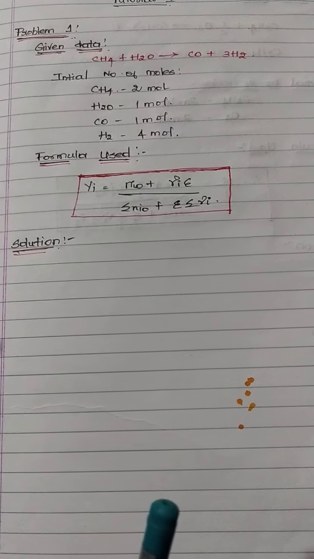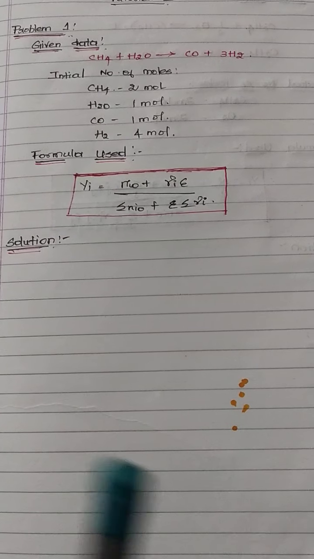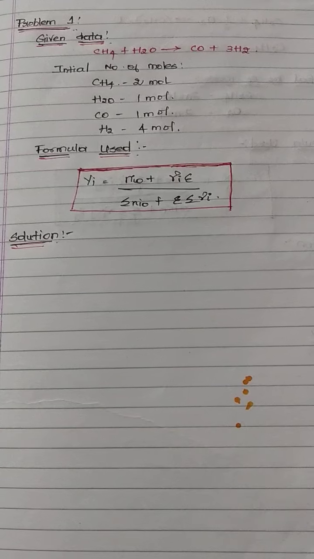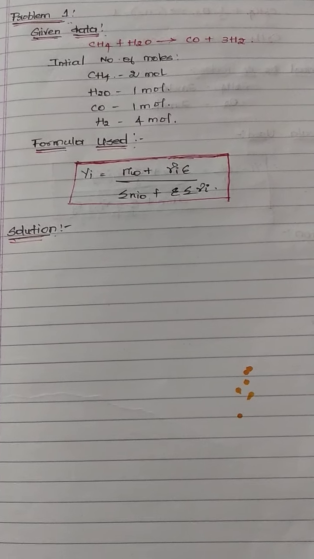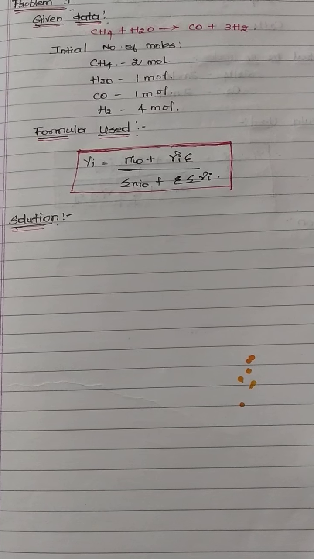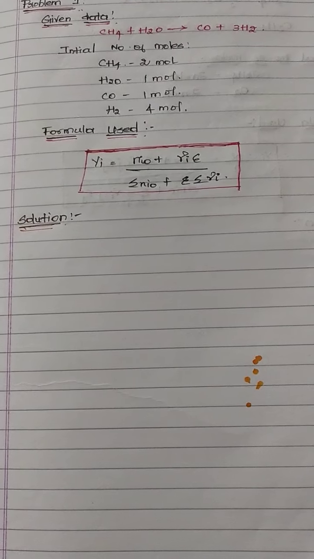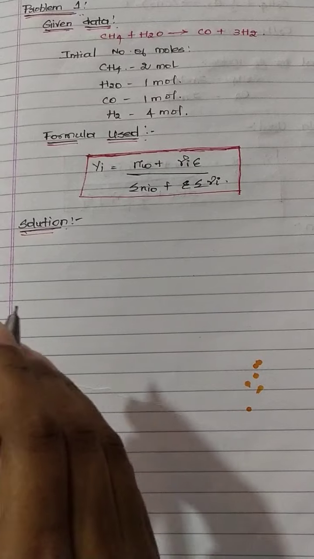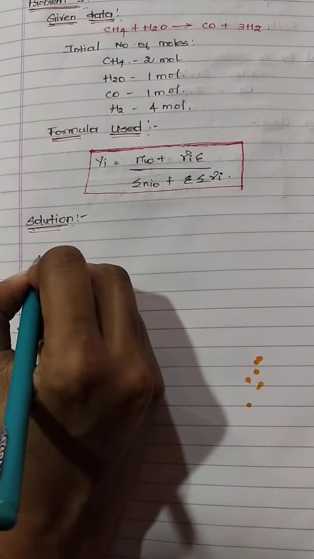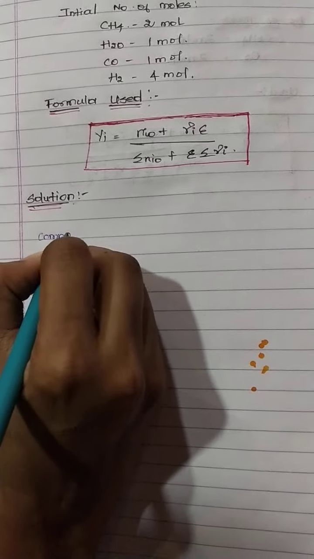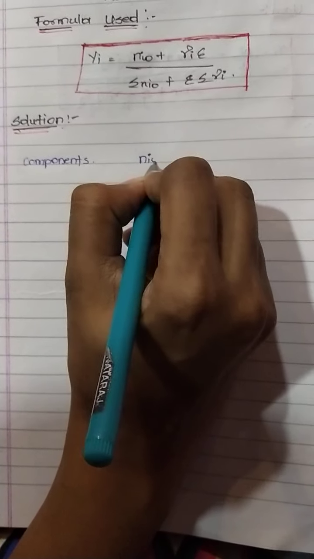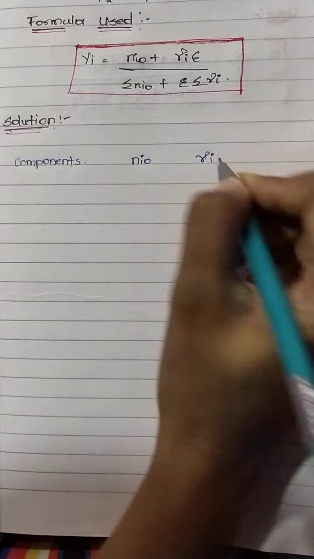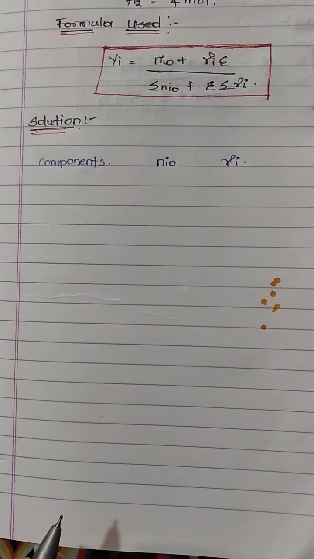Always have a habit of writing like this, since even if you don't get the right answer, if you write like this, you will get marks. I usually tell this in your class also. Now, how to solve this problem? For this problem, we first need to draw the table with components, initial number of moles Ni0, and nu I. So these are the three columns.